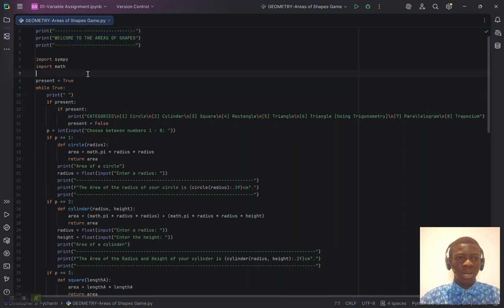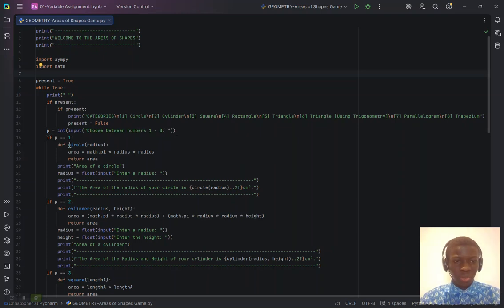Import sympy, present equals true, while true, an empty string if present. Categories: circle, cylinder, square, rectangle, triangle using trigonometry, parallelogram, trapezium. Present equals false. So p equals an integer. Choose between two numbers, or should I say 8?